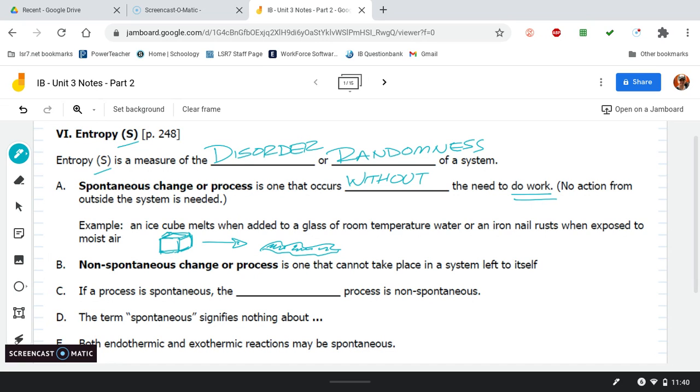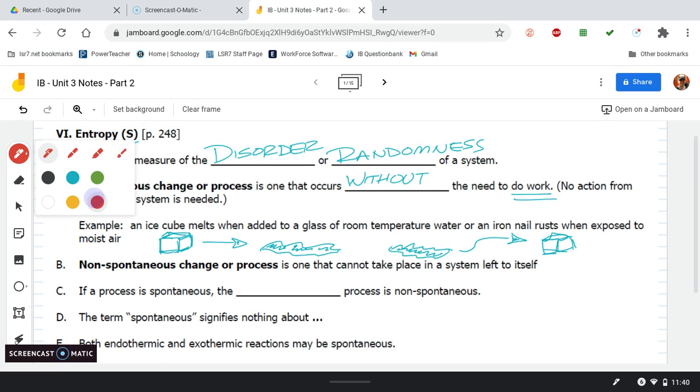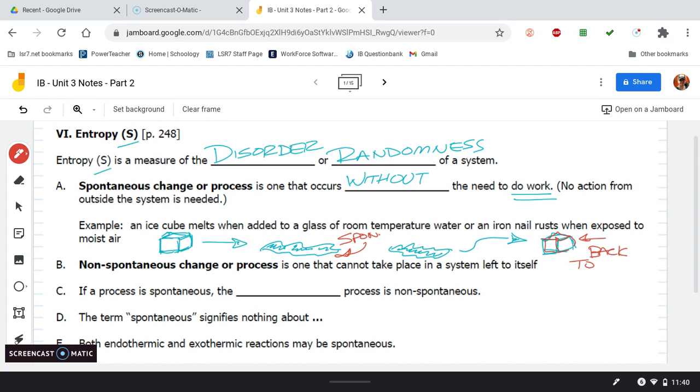What's not spontaneous is if we take that same puddle and it turns itself back into an ice cube. Like that is not going to happen. So that's not spontaneous. The spontaneous one is the thing that happens on its own, and going back into the ice cube takes some effort, like a freezer. And so that's not spontaneous.